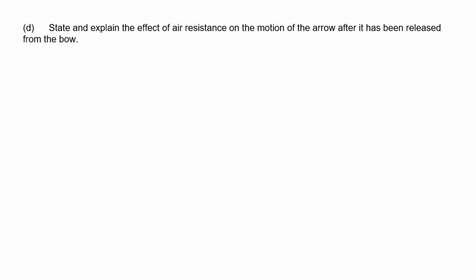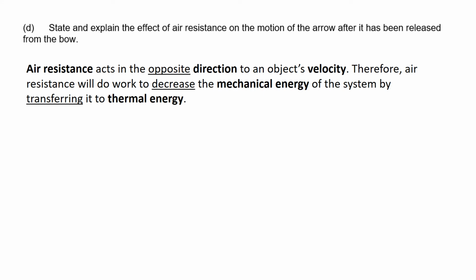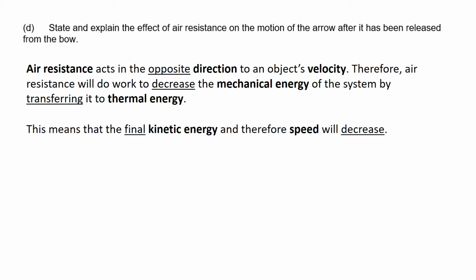So the first thing is to identify the direction of air resistance. You should know that air resistance acts in the opposite direction to an object's velocity. So that means air resistance will do work to decrease the mechanical energy of a system, and it does it by transferring it to thermal energy, so the surroundings heat up. So the effect of that will be to decrease the final kinetic energy, because remember, at the end, we assumed all mechanical energy became kinetic energy.